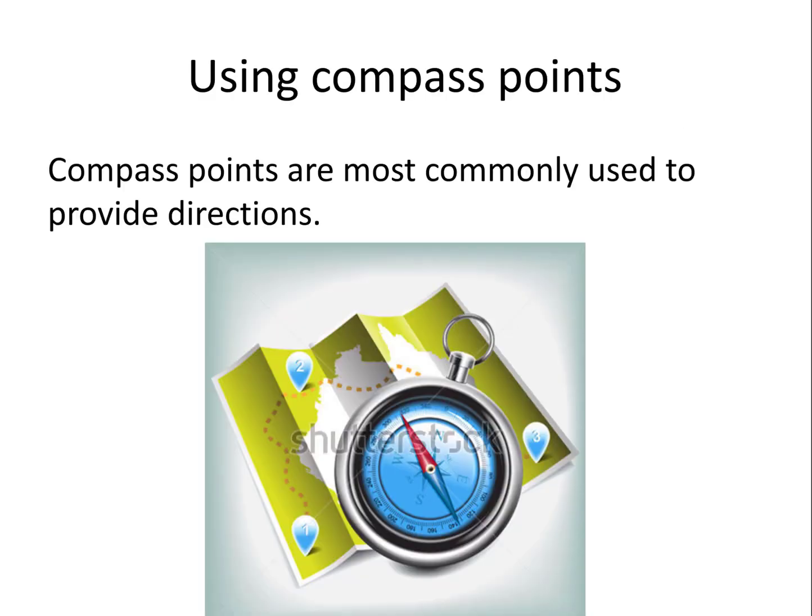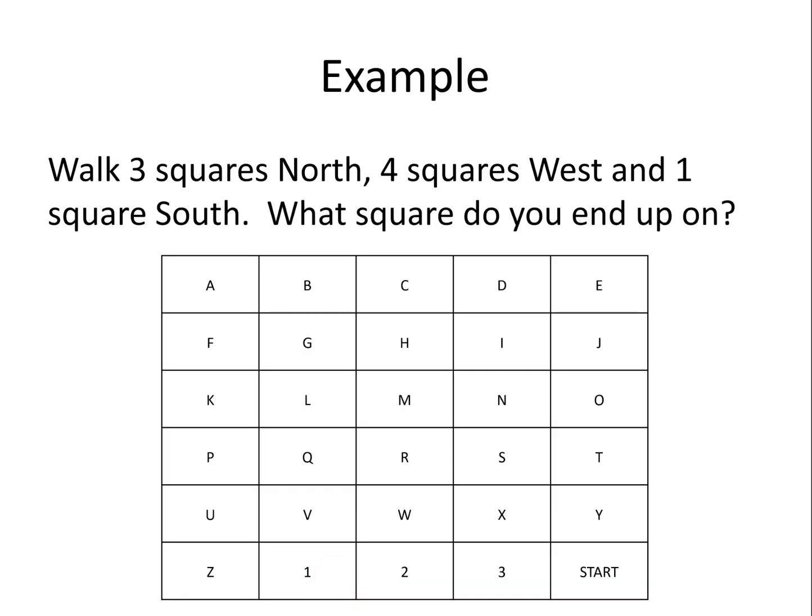Directions. Compass points are most commonly used to provide directions. Let's look at an example. Walk 3 squares north, 4 squares west and 1 square south. What square do you end up on?